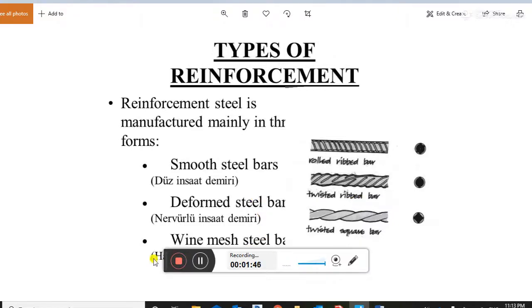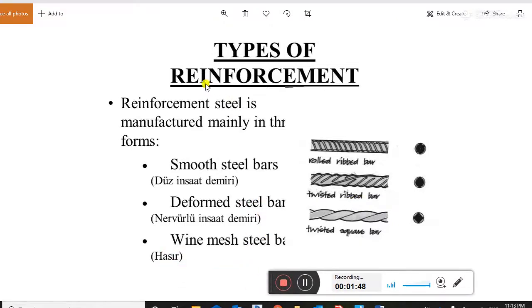Coming to another photo. Types of steel reinforcement. Reinforcement steel is manufactured mainly in the forms of smooth steel bars, which we also call mild steel, or deformed steel bars. We can call it a TMT steel bar or wire mesh steel bars, like this. Also twisted square bar, twisted rebar, these things.